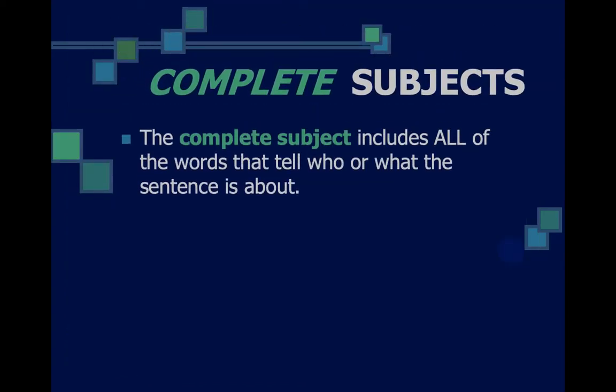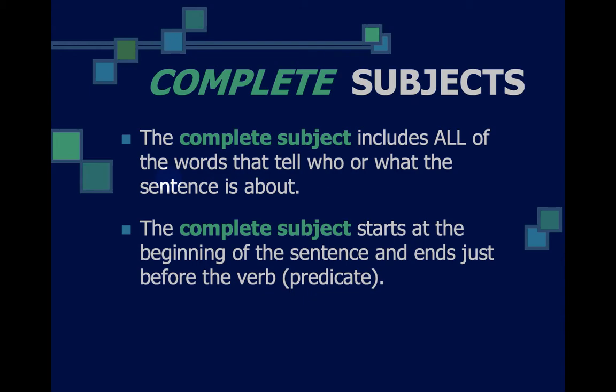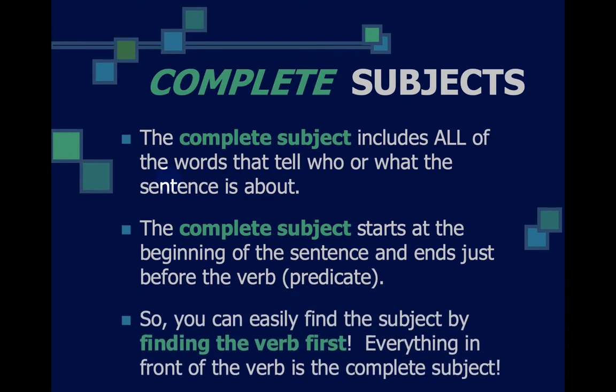Now, moving on to complete subjects and complete predicates. What is the complete subject? Complete subjects include all of the words that tell who or what the sentence is about. So any word that comes with the simple subject is said to be the complete subject. So let's have a look at some examples.